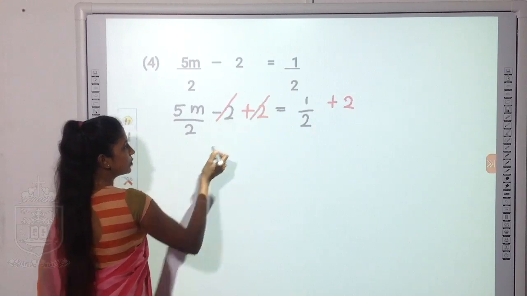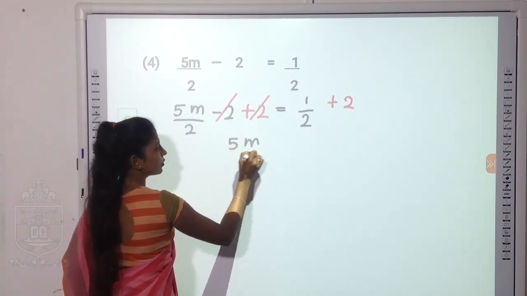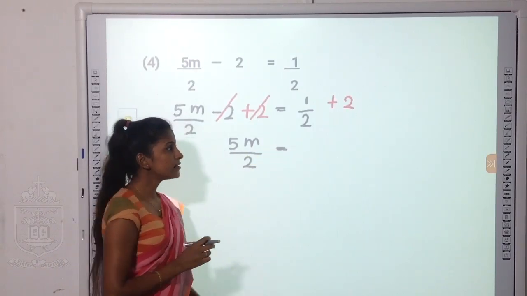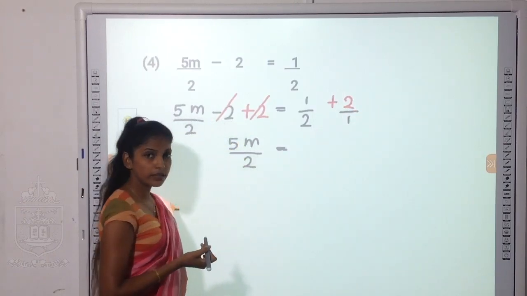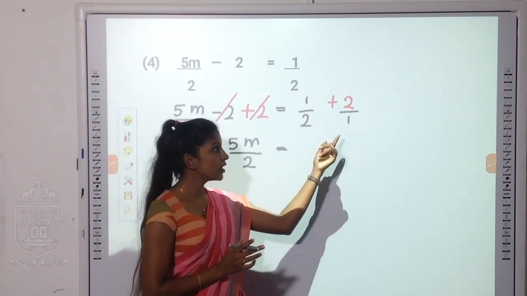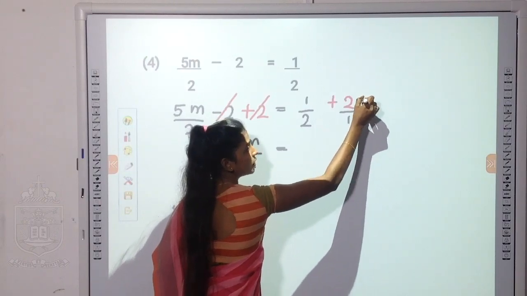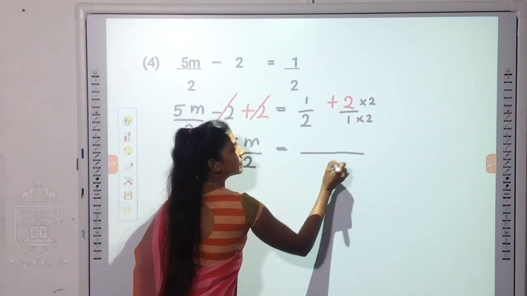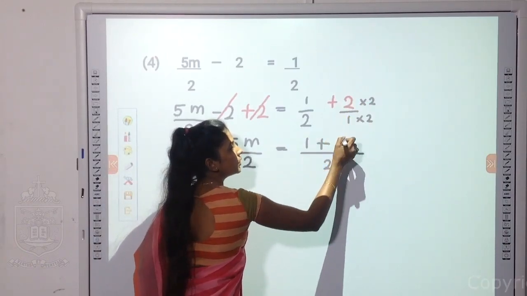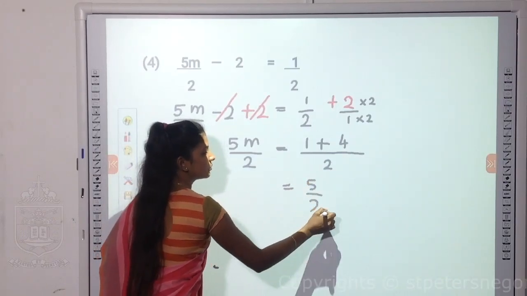Right, this 2 and 2 will be cancelled from the equation, and what is remaining? 5m over 2 equals, now this part is like the previous example we discussed. So here the denominator you have only 1. So in order to make the denominator common, you have to make an equivalent fraction for this 2 over 1. So in making an equivalent fraction, you can multiply this by 2, right? And then you will have the common denominator 2, right? And then here you have 1 plus 2 times 2, 4. So here the final answer will be 5 over 2.